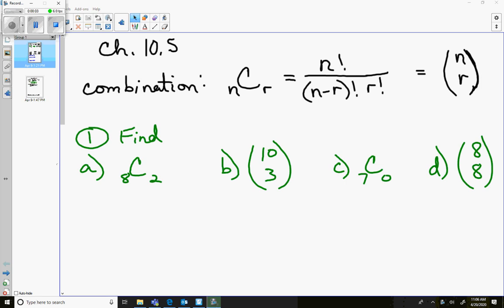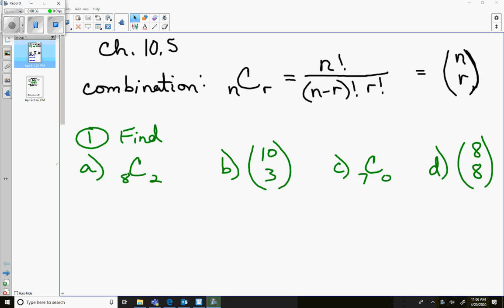Chapter 10.5. Today's lesson is about Pascal's triangle and the binomial theorem. The first thing you see is something talking about combinations. We're not really doing combinations with today's lesson. I think it'll be the next one. But the binomial theorem uses this information, so we're going to start with this just to make sure that you can do the math, and then we'll get going on what's really going on.